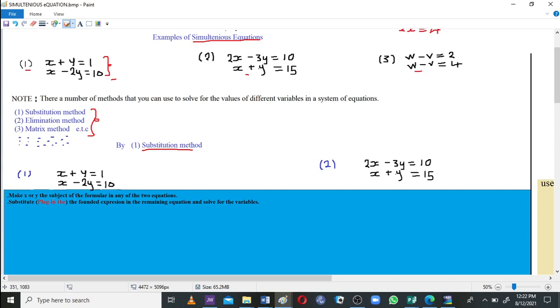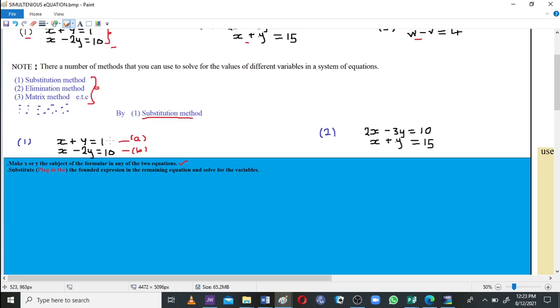That's the first point here. You need to choose the variable in either of the equations and make that variable the subject of the formula. I think that's the simplest way to understand this. And then when you do that, you need to substitute in the remaining equation. So let's do this. Let's make this equation A and this one B. I just want you to understand, but you don't have to do this once you understand and when you are answering your exam questions.